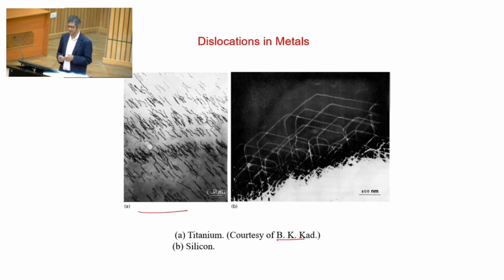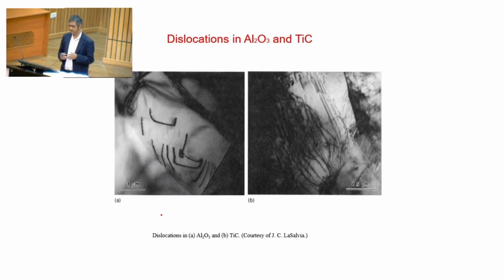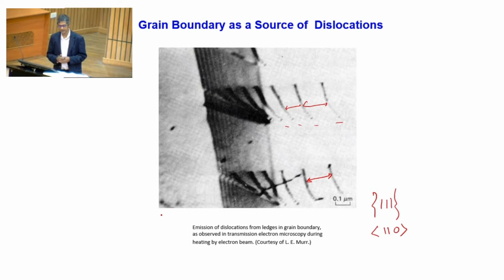Dislocations in the material look like this. On the left side this is titanium, on the right side is silicon, and dislocations look like a line sequence, or they may look like curved ones. Dislocations in ceramics, such as alumina, tantalum and titanium carbide, also look like lines. So they also deform by plastic deformation. Dislocations are generated from sources like Frank-Read sources, or maybe from the grain boundaries, and they move. When they move, they keep a minimum distance from each other so that they don't overlap the fields associated with themselves. In FCC, the dislocation plane is 111 and the direction is 110.